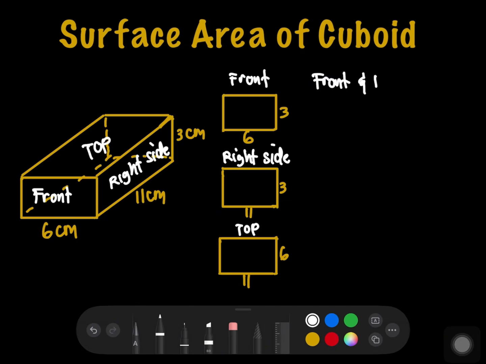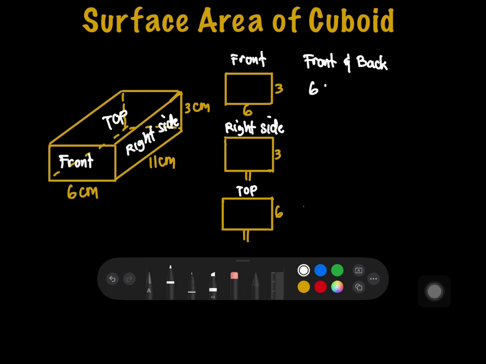So the front and back have a measurement of 6 by 3. If we're going to find the area, that is 6 times 3 times 2, because it's front and back. So the area of that part is 36 cm square.